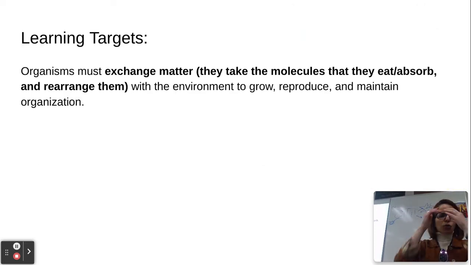I pulled this directly. These are direct quotes from your learning targets because they're kind of complicated. It's not that they're hard to understand, but they're hard for me to word differently.